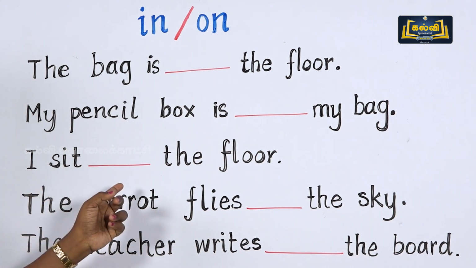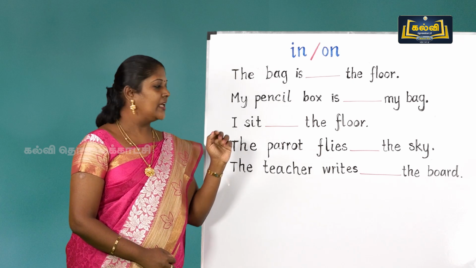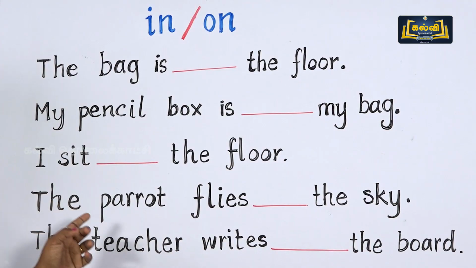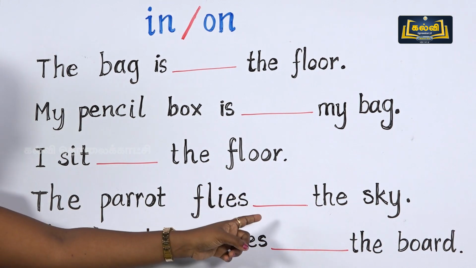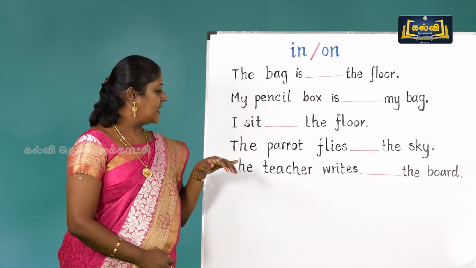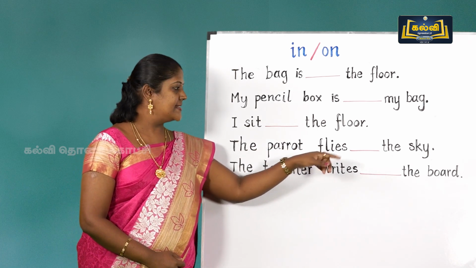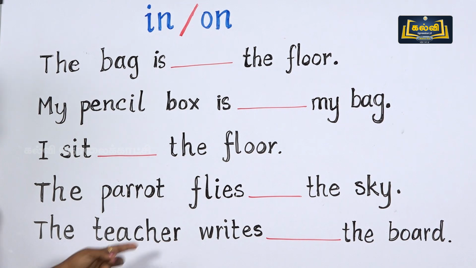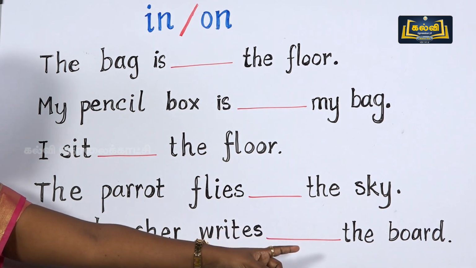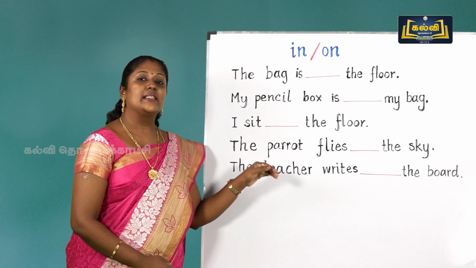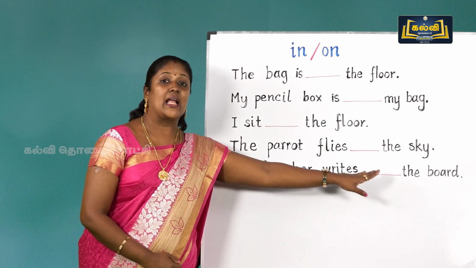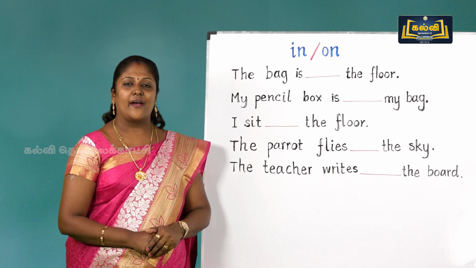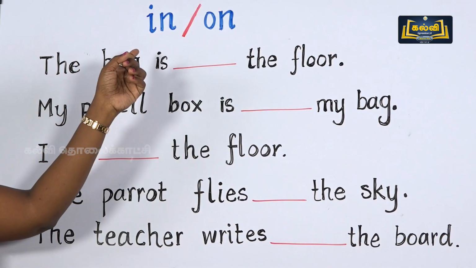I sit dash the floor. The parrot flies dash the sky. The teacher writes dash the board. Okay, so first you have to help them to read these sentences. Now you have to ask them to fill it with either in or on.